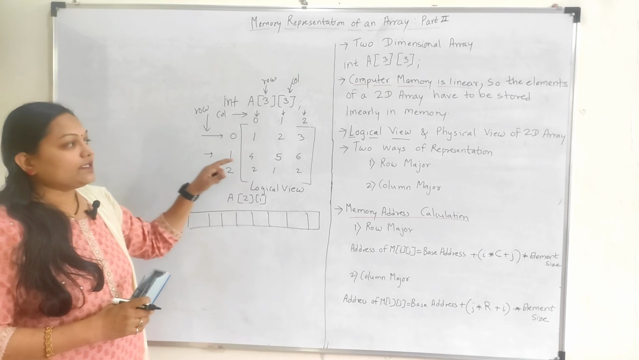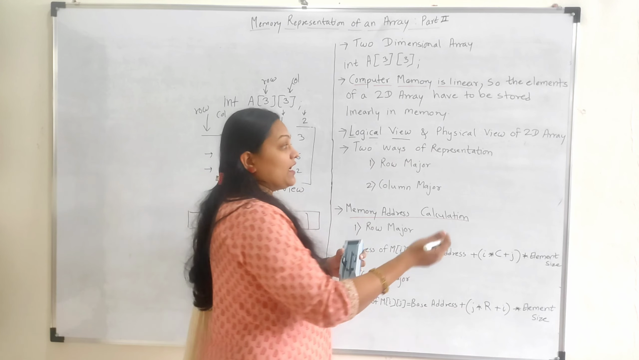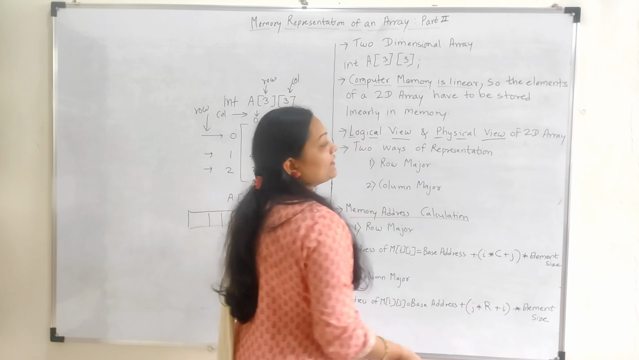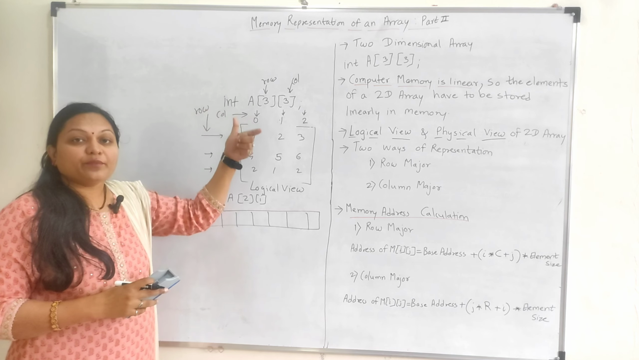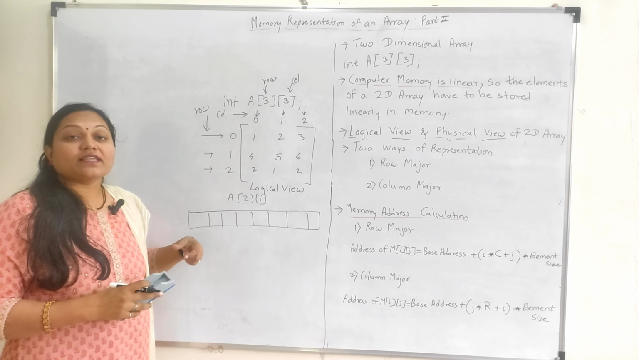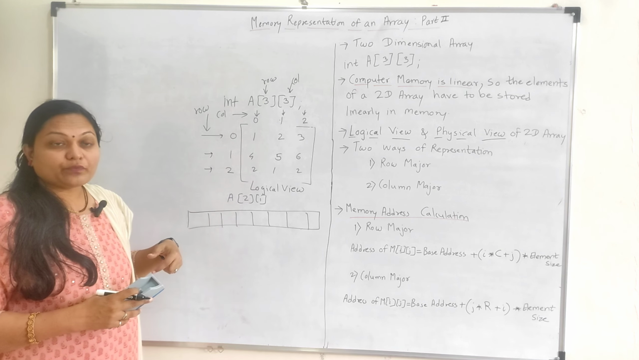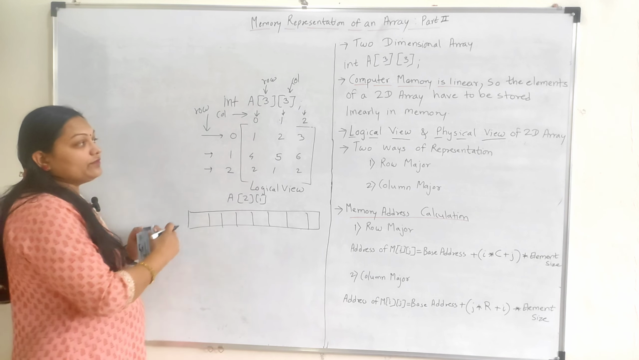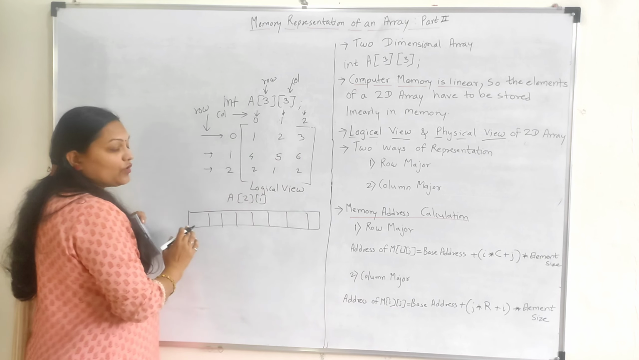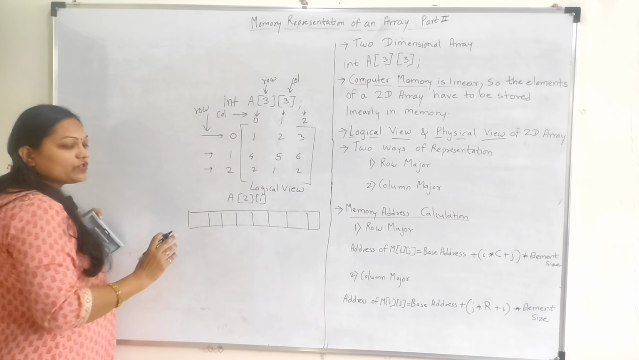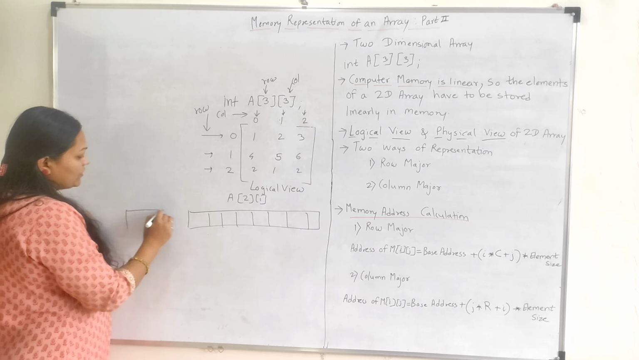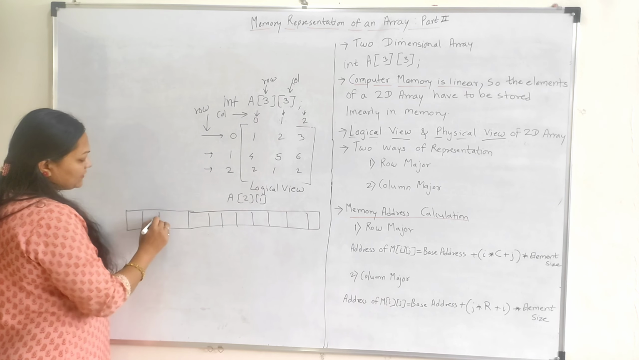Next is the physical view. Actually how we can store this two-dimensional array, this matrix, into computer memory, that we can say is the physical view. So physical means we are storing row-wise elements in computer memory in consecutive memory locations. So take the same example.